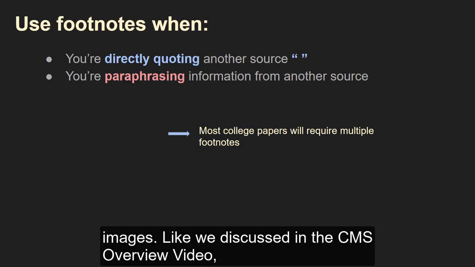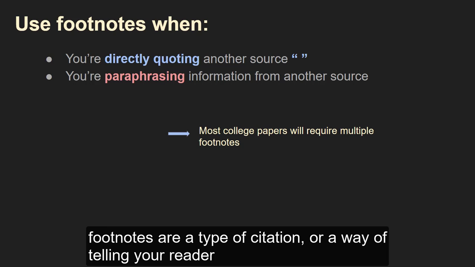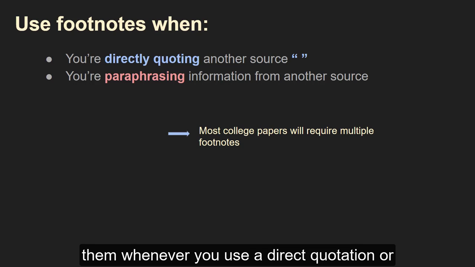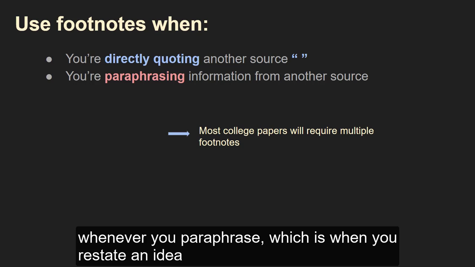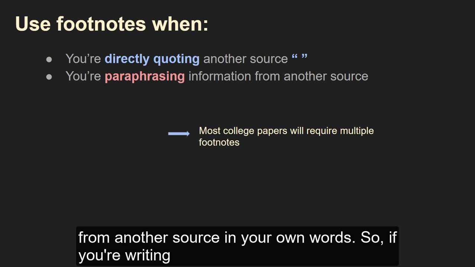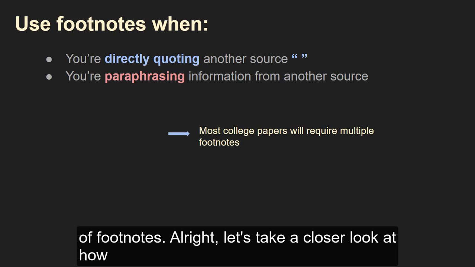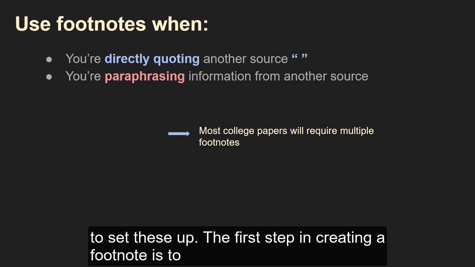Like we discussed in the CMS overview video, footnotes are a type of citation, or a way of telling your reader that you're using an outside source in your writing. You'll need to use them whenever you use a direct quotation, or whenever you paraphrase, which is when you restate an idea from another source in your own words. So, if you're writing a research paper or even a reading response, you'll likely need a lot of footnotes. Alright, let's take a closer look at how to set these up.